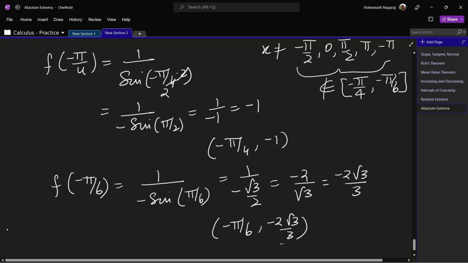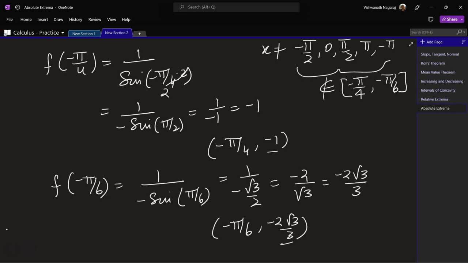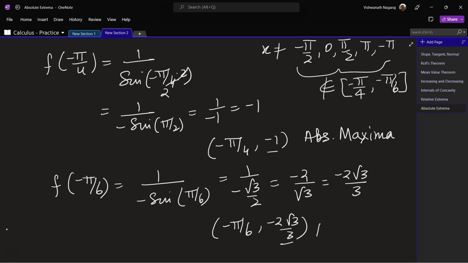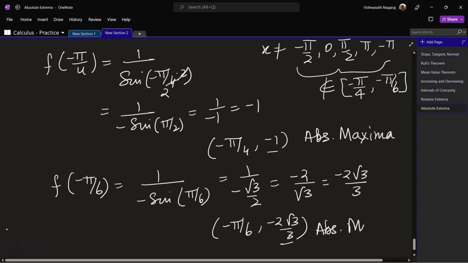And now we have to figure out whether this is greater or this is greater. Using the calculator very quickly, you can figure out this and you will see that this is the absolute maxima and this is going to be absolute minima.